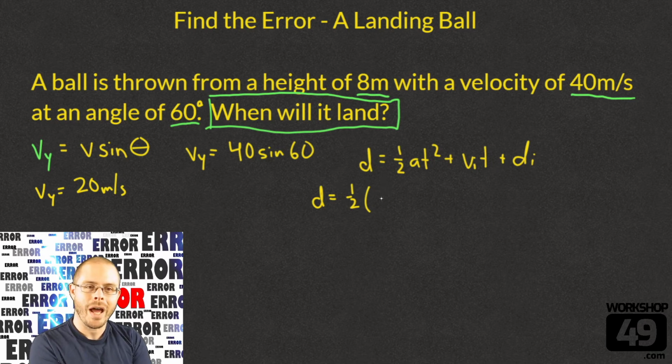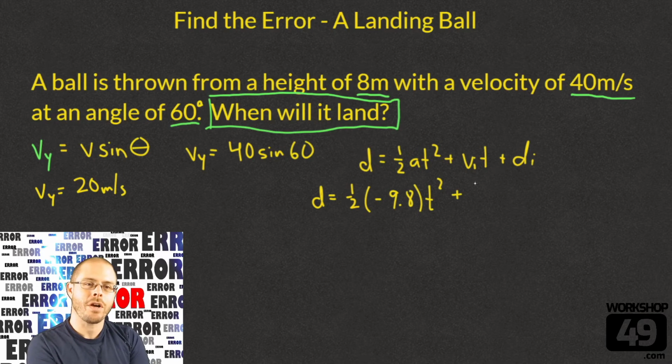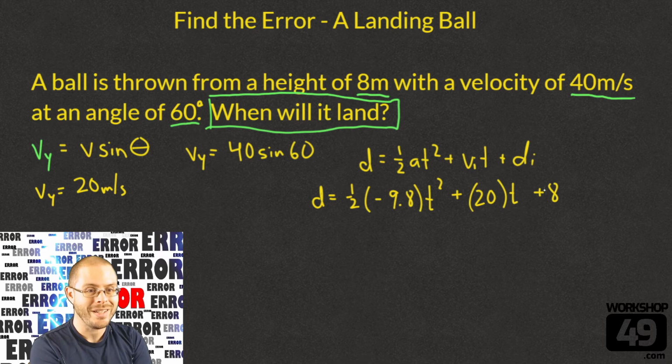D is equal to 1/2. Our A value is gravity, that's negative 9.8. Our T value, that's what we're solving for. Plus our velocity initial, don't mess this up and use that 40, we have to use that vertical velocity component, 20. 20t plus our distance initial, which was 8 meters high.